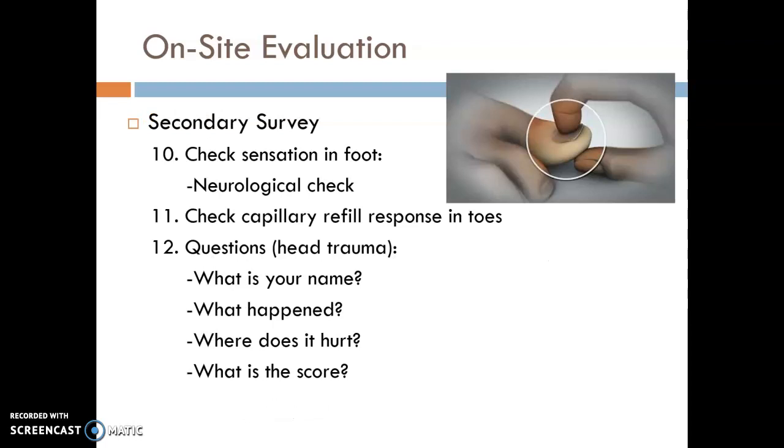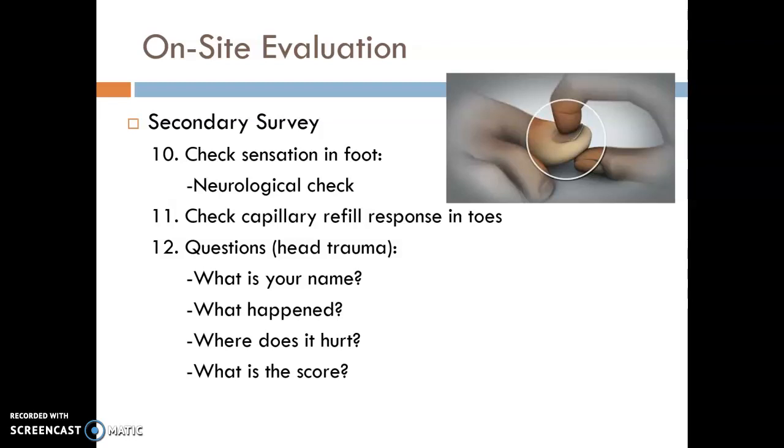Also in the secondary survey, we will check sensation in the fingers and toes, and that's to make sure that the whole nervous system is in check and there's nothing going on neurologically. And then we will also check something called capillary refill. So this is a response that you will check in the fingers and toes. That's what's happening in this picture on the top right.